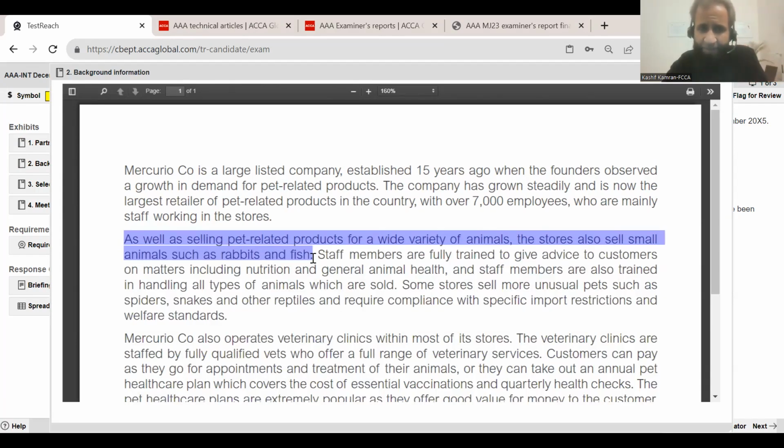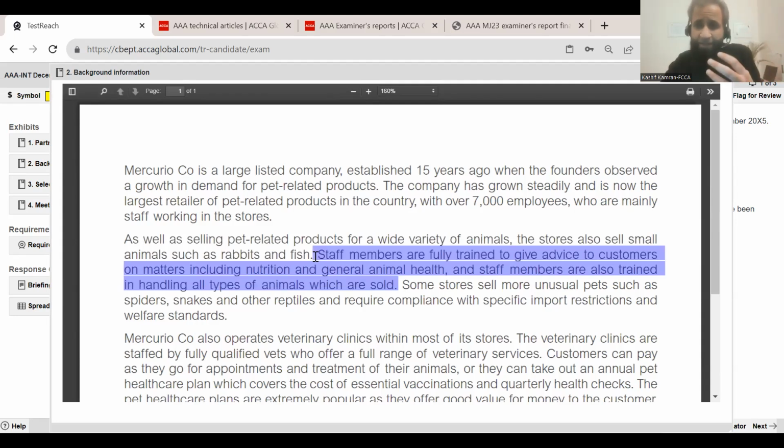So they're even selling small animals like rabbits and fish. Staff members are fully trained to give advice to customers on methods including nutrition and general animal health. And staff members are also trained in handling the types of animals which are stored. So a student can say, there are small animals and you cannot handle them well. They might get lost. They might get killed. You're not looking for the proper nutrition, and you will be happy that you're getting 2 marks. No, the examiner is saying the staff members are fully trained to handle the large pets and the small pets. They're very well trained for giving nutritional advice and looking after the animal health.